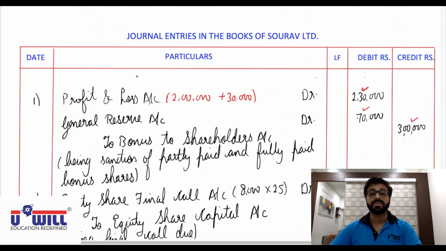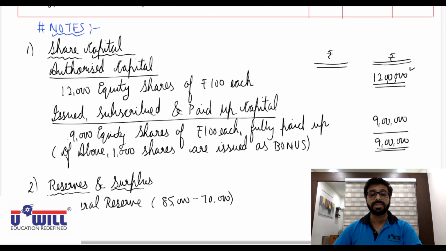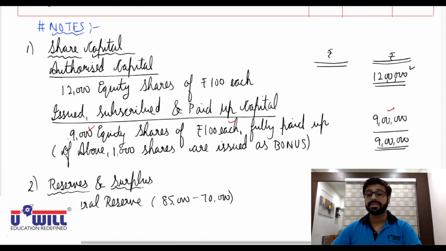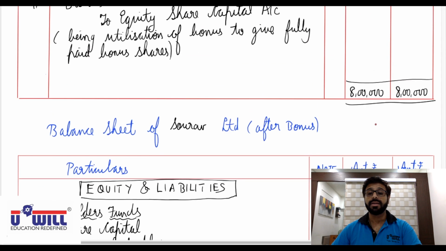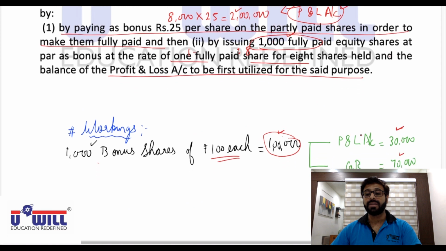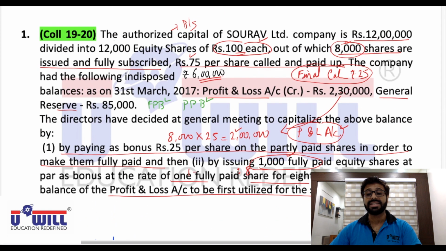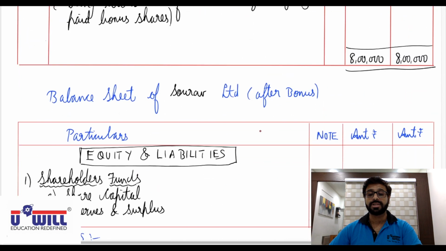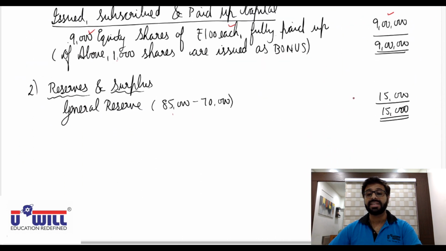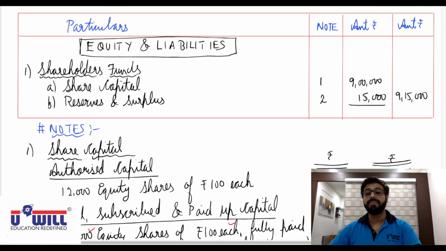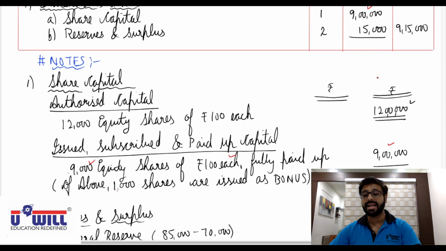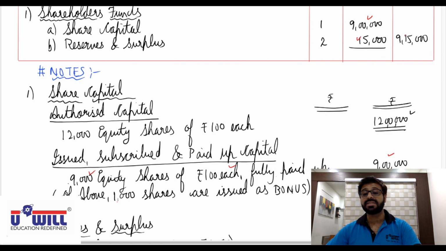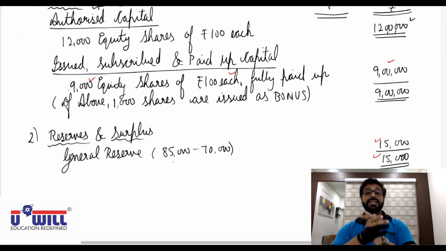So 8,000 plus 1,000. Now we will have 9,000 equity shares of 100 each, 9 lakhs. And in that you will mention 1,000 shares are issued as bonus in the disclosure. Now P&L account completely gets closed because 2,30,000 is entirely used. In general reserve 85,000 minus we used only 70,000. So what general reserve will remain? 85 minus 70, 15,000. In balance sheet, shareholders funds share capital 9 lakhs plus general reserve, reserves and surplus 15,000, 9 lakh 15,000. So I hope everyone has got this correct.